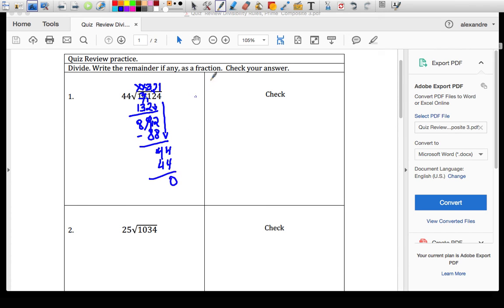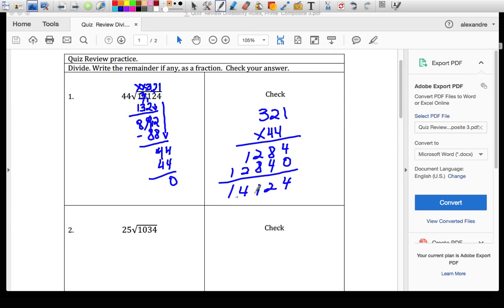If you wanted to check, you could take a couple of seconds here and multiply 321 times 44. So you get 4, 8, 12. Then for this 4 you add a 0 because you want to move it 1 over to the left. 4 again, 8 and 12. 4, 12, 11, 4, 1. 1, 4, 1, 2, 4, and you see our value is exactly the same as the one we started with.